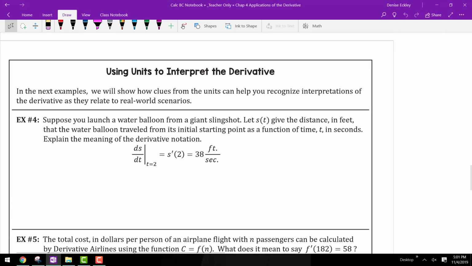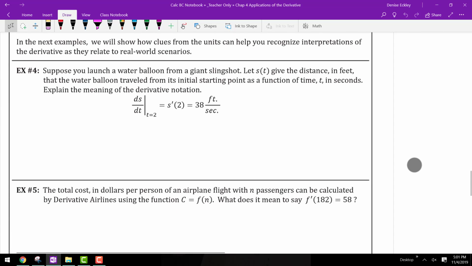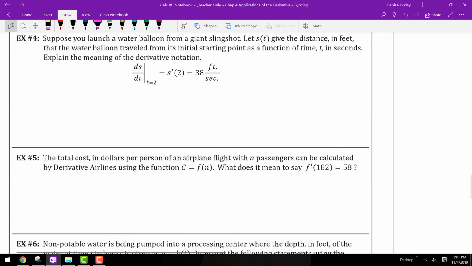This is Lesson 1 of Unit 4, Applications of the Derivative, and Lesson 1 is on interpreting the derivative verbally. So we're going to finish out this lesson by looking at 3 examples where we're going to use clues from the units to recognize how to interpret the derivative as they relate to the scenario given. Okay, the first one. Example 4.